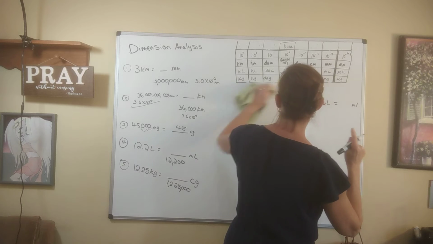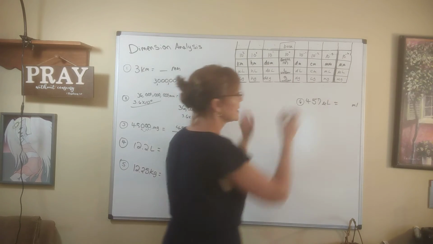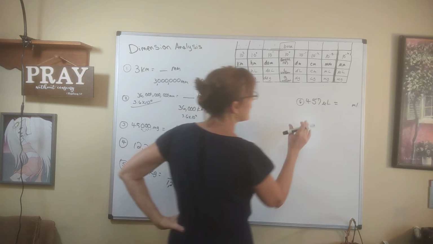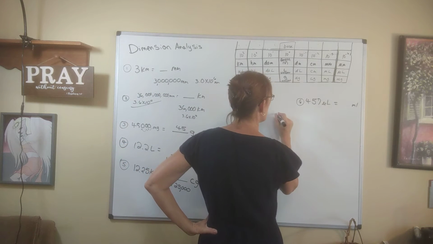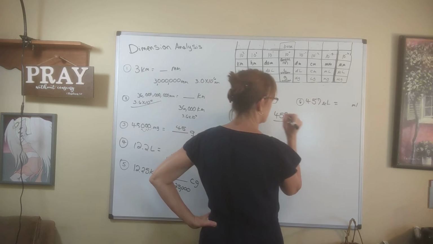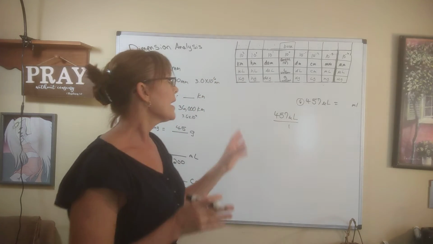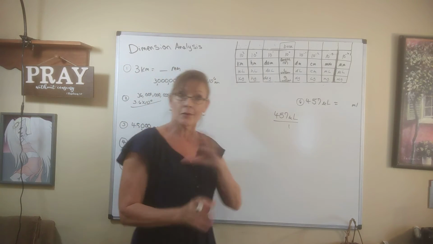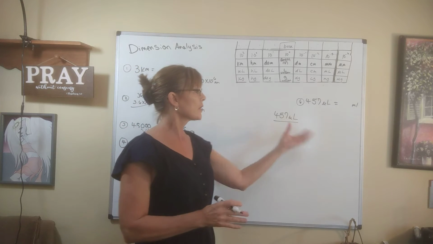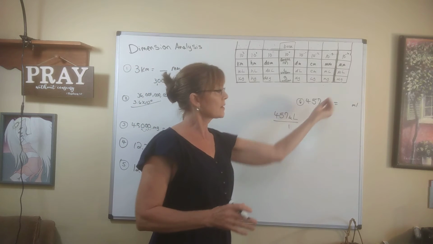So let's do it a different way, so that what if you don't have this nice little chart and you've got to do it a different way? Let's figure that out. Okay, start with what you know. 457 microliters over 1. Put it over 1. This is how I do it. You don't have to do it this way, but this is a way that works pretty good. Go to the base, and from the base, go to where you're headed.